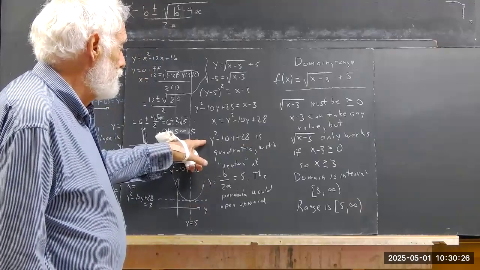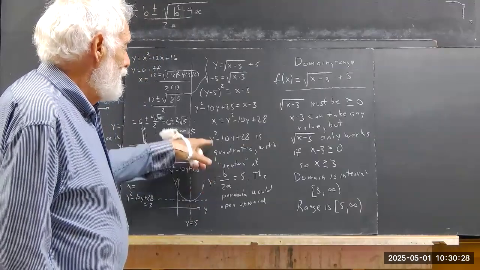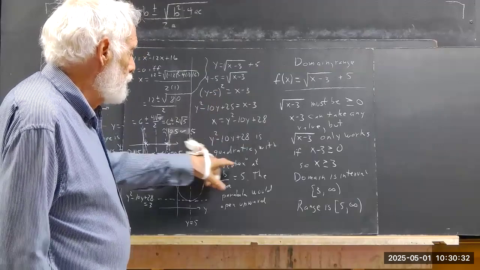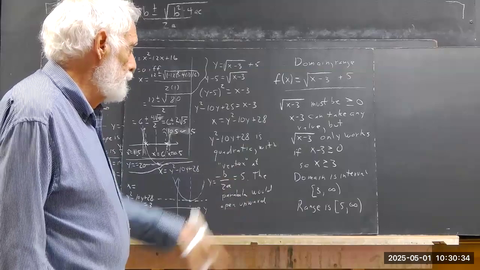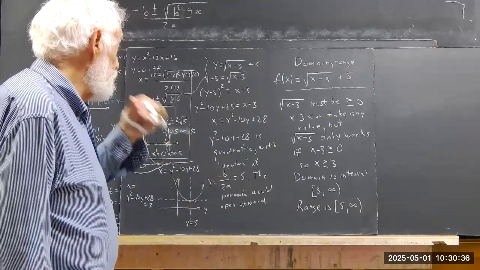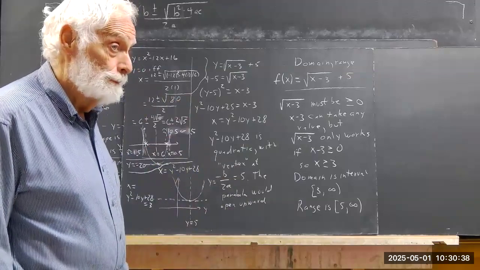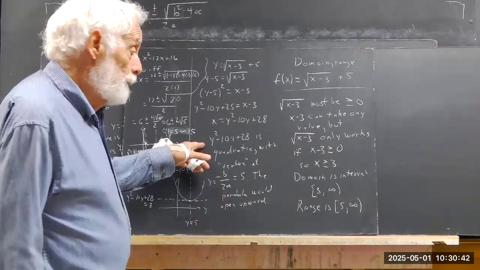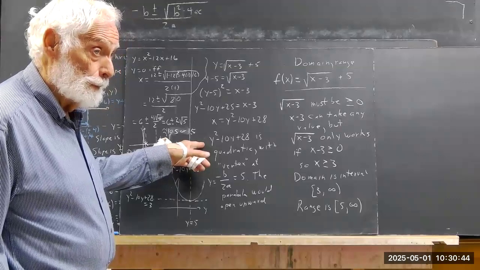This is quadratic. If it was a quadratic function, it would have a vertex at negative b over 2a equals 5, something we should understand if we know the quadratic formula. And the parabola would open upward because we have a positive coefficient of y squared.